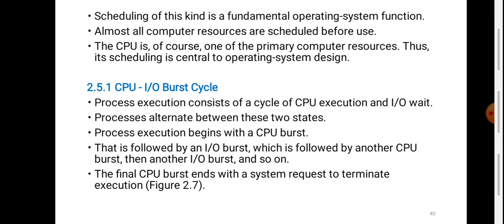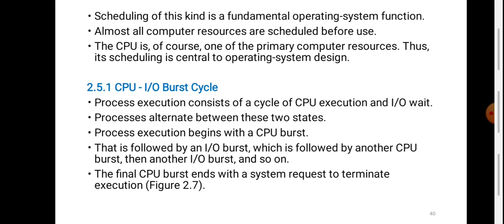Now we will see the cycle. Which cycle? CPU burst or input output burst. Burst is nothing but this: if a process is using the CPU right now, suddenly after its execution it starts to use an input output device. So the CPU is one resource and input output devices are also resources of a computer. Once the CPU is switched from one process to another process, this is called a CPU burst.